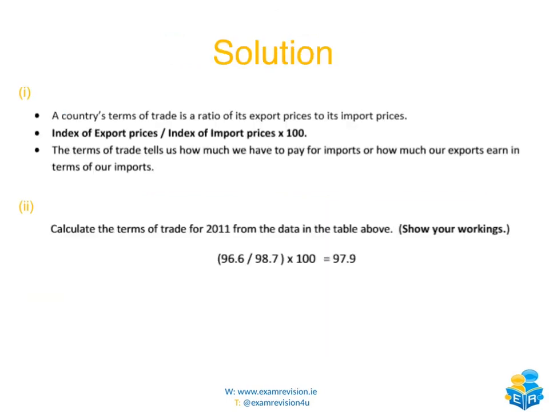So your solution here then is your definition. A country's terms of trade is the ratio of its export prices to import prices, or you just put in the formula, both are acceptable. And then you literally just plug the figures into the formula. So 96.6 over 98.7 multiplied by 100 equals 97.9. So a very, very simple question. Once again, you know the formula.